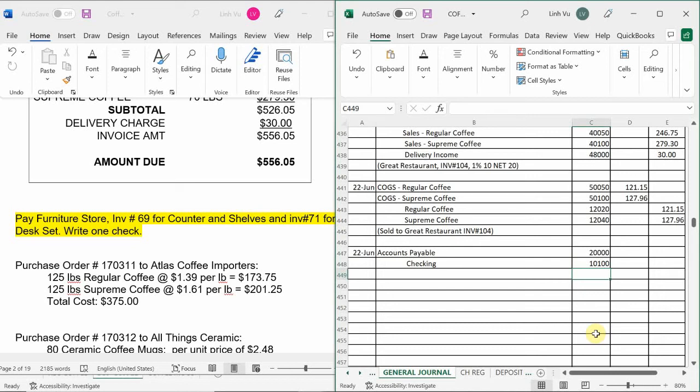Do I owe 173.75 with 201.25? I'm not ordering right now. Right now I'm paying furniture store for invoice number 69 and invoice number 71. So okay.